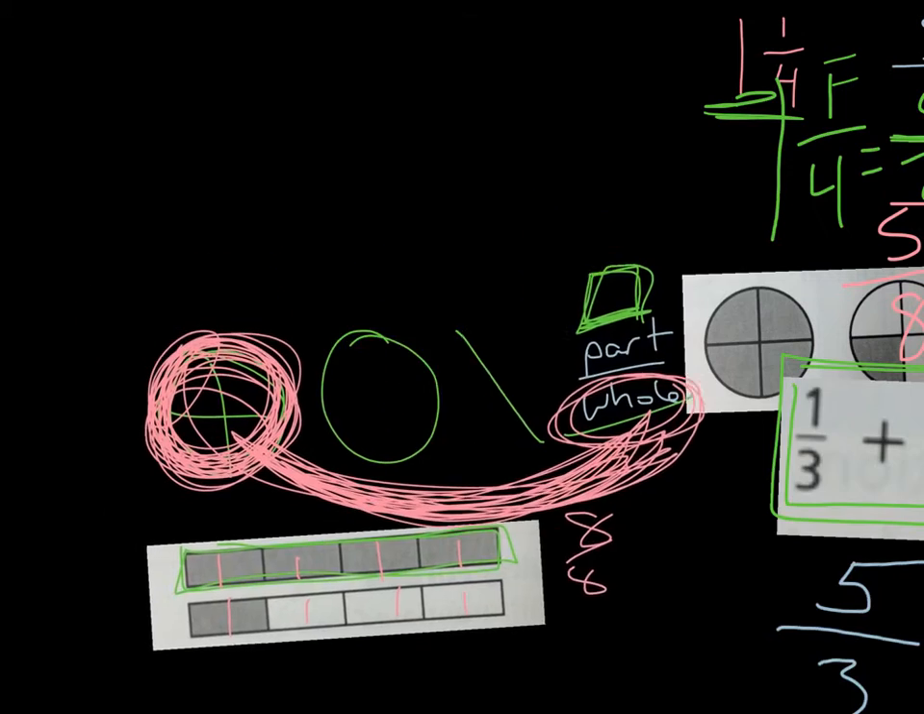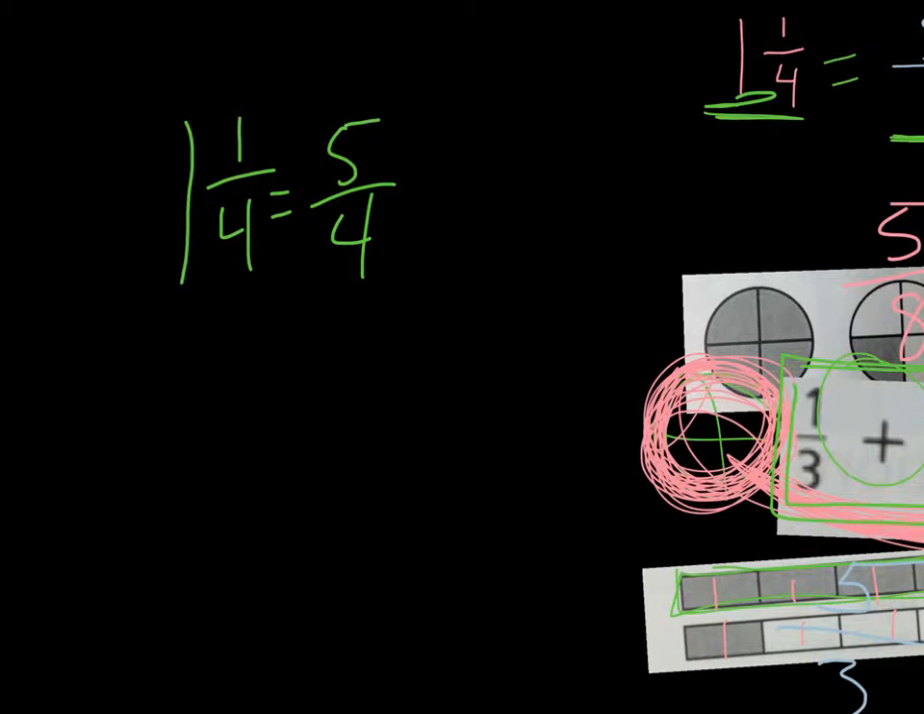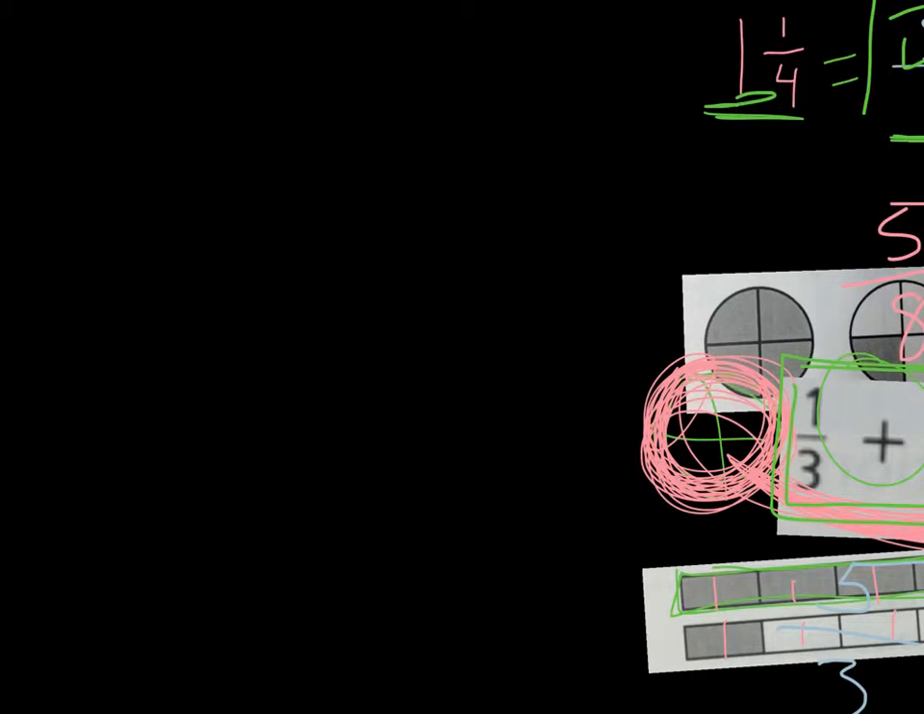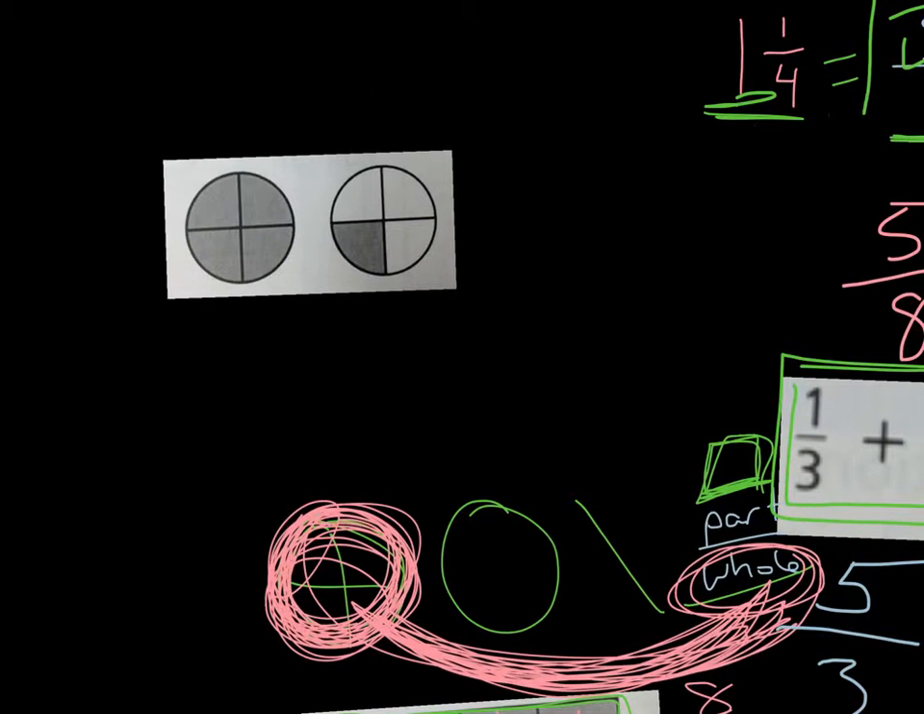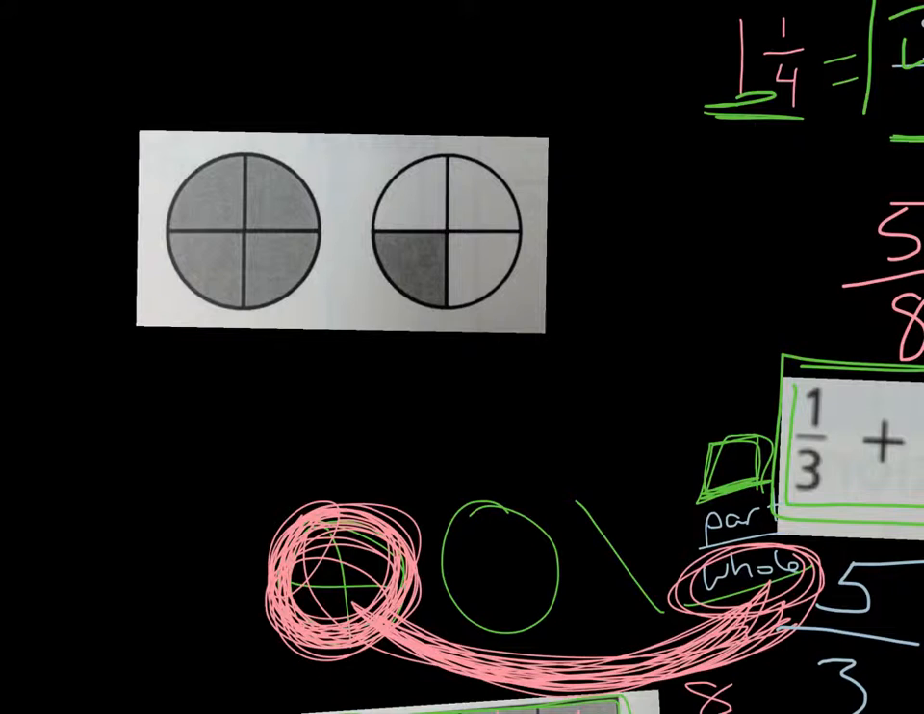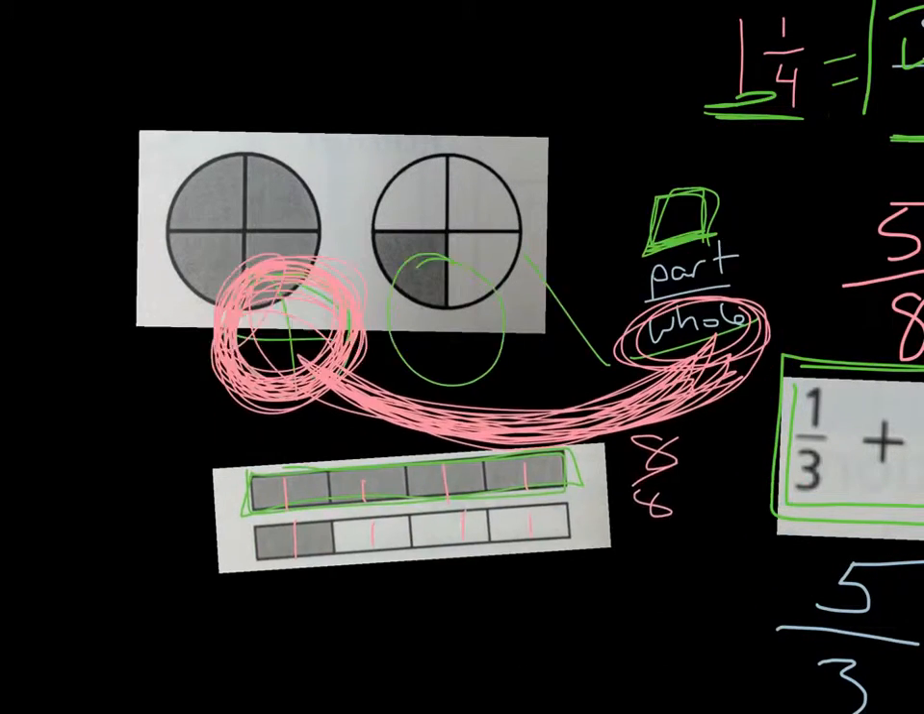The next thing we did was talking about how those were equivalent. 1 and 1/4 is equivalent to 5/4. I then threw up this picture here and said, what do you see here? And kids talked about how they saw one whole and then 1/4. So the same thing.